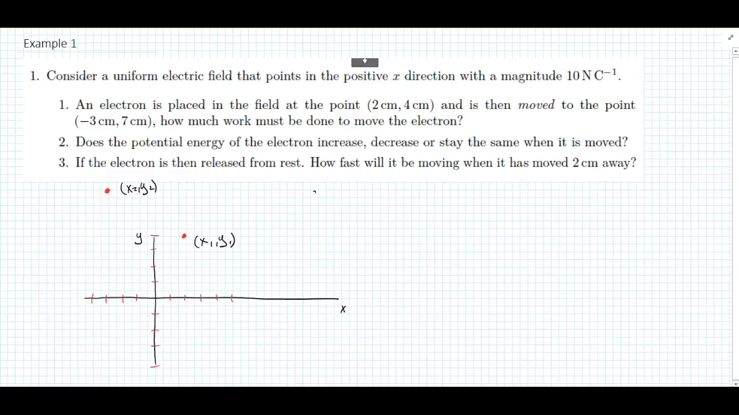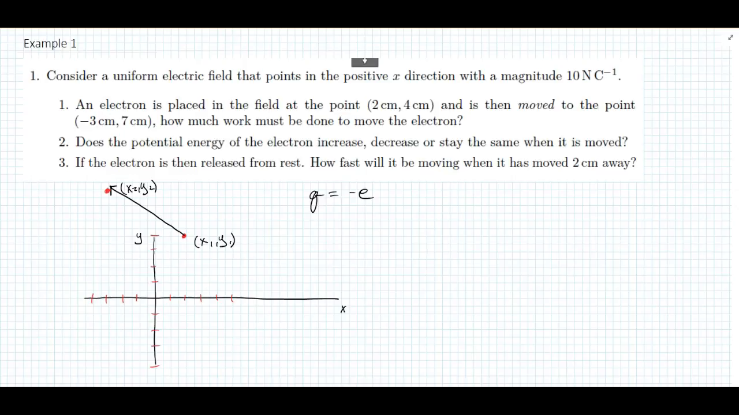Alright, so I've got an electron, which means I immediately know that the charge of the particle that I'm moving is negative the elementary charge. So I'm going to take it from here and move it to here. Now, the uniform electric field is basically going to exert a force on that charge, and that's going to require me to do some work to move it.